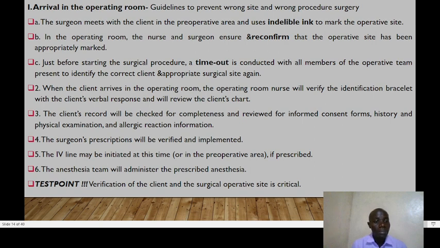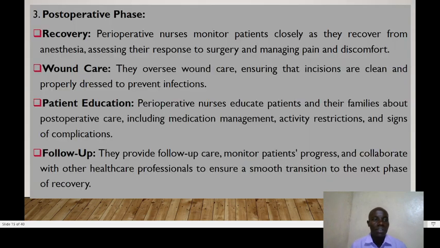The IV line may be initiated at this time. Then the analgesia team will administer the prescribed analgesia. Remember, at this point, it is about verification of the client and the surgical operation site. This is very crucial to ensure that we prevent wrong site and wrong surgery.